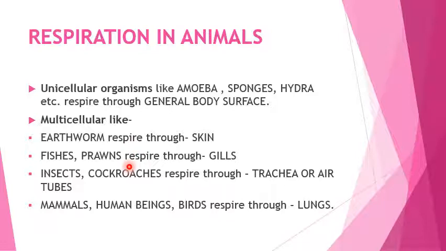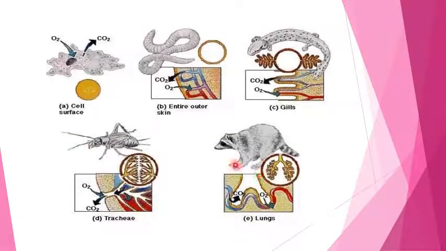Why is the gill considered a respiratory organ, and why are the lungs considered a respiratory organ? What characteristics, what features should be there by which we consider the lungs, the gills, and the trachea as respiratory organs? In this image you can see the various respiratory organs, starting with the surface of the amoeba.